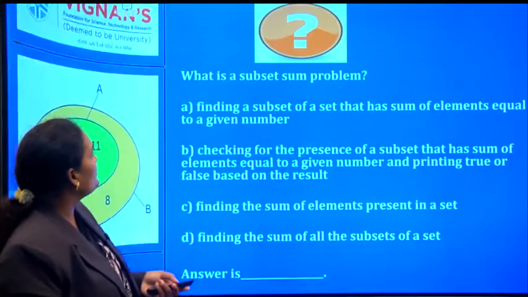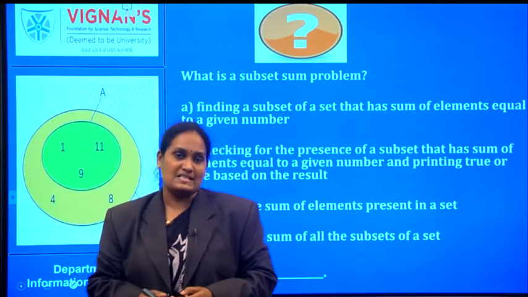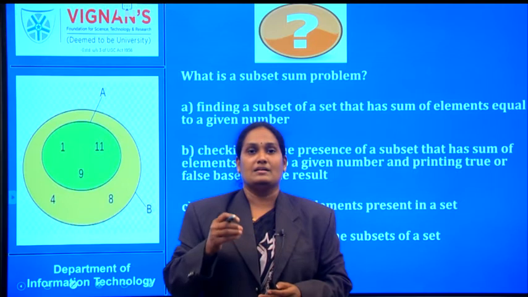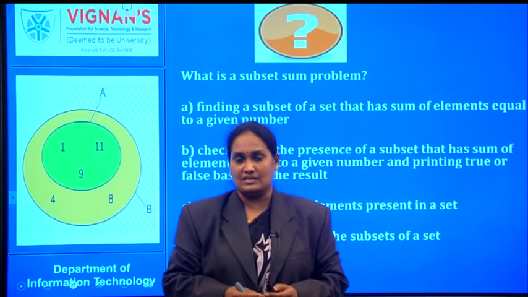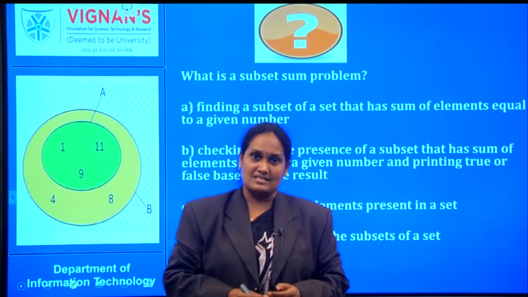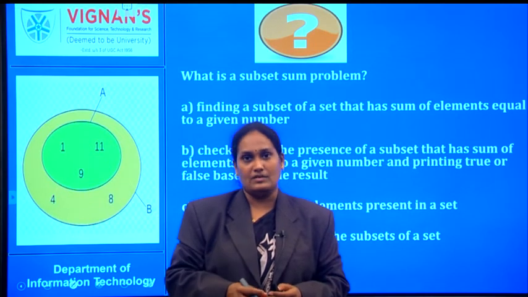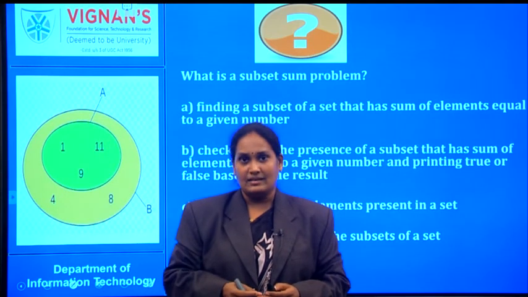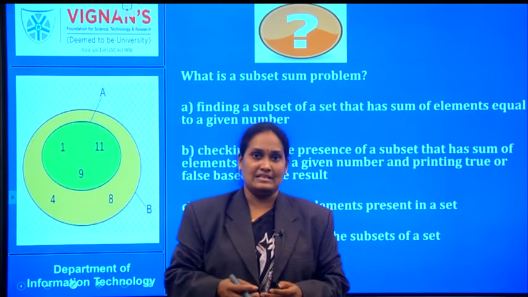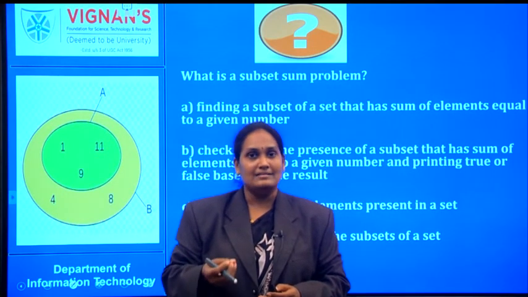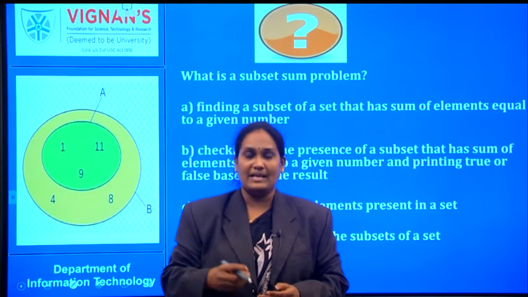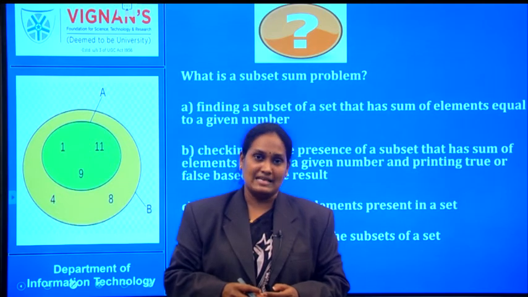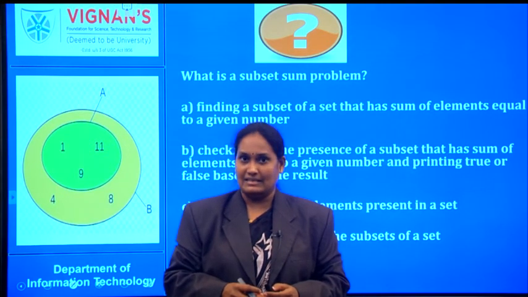I hope you all understood the sum of subsets problem and how to solve it. I am going to summarize the concepts that we explained in this session. We saw the problem statement of the sum of subsets problem and how to construct a state space tree to solve that problem in the general method, and we saw the algorithm developed using the backtracking method, and also how to construct a state space tree based on that algorithm.